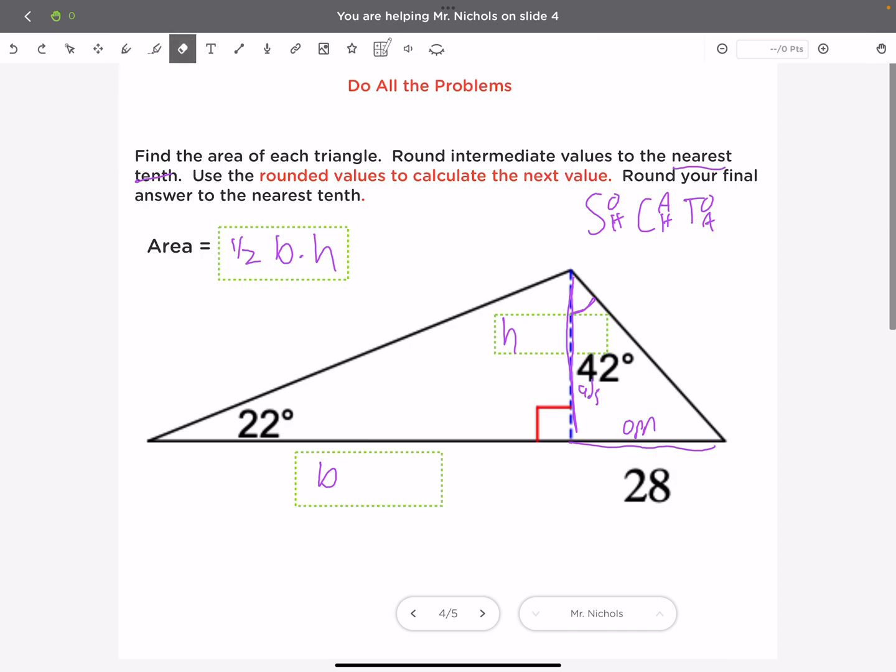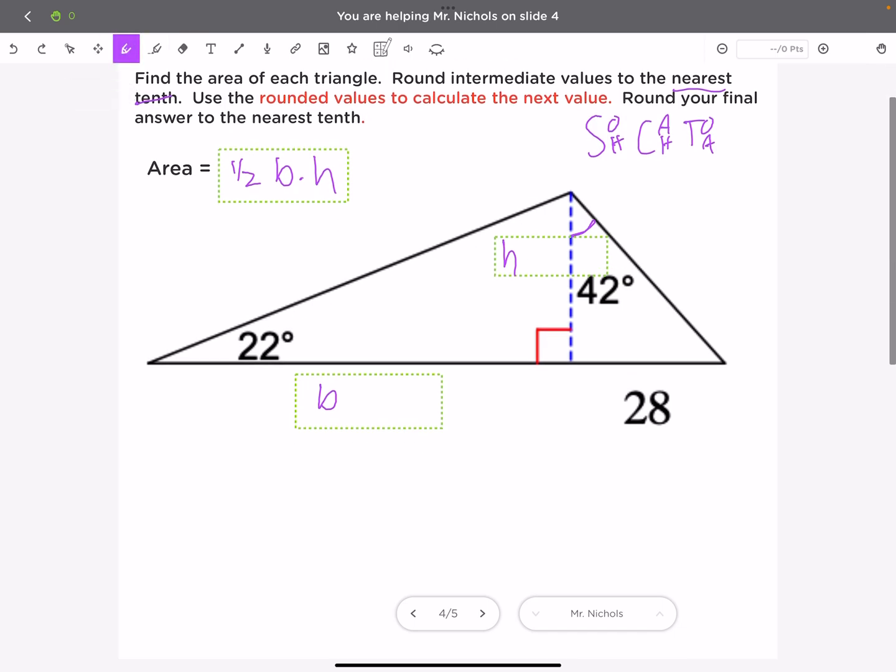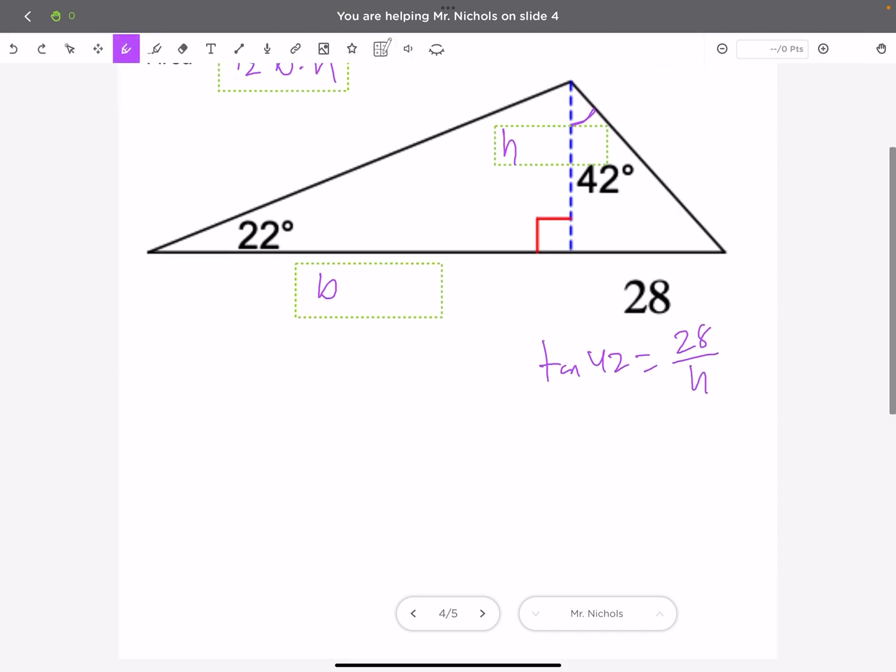Right? So we're going to use tangent. So what I would do is I would say tangent of 42 is equal to 28 over H. Now when we flip this around, remember extremes and means, what you can do is flip this H and tan 42. And so H over 1 is equal to 28 over tangent 42. All we did was we flopped places between the H and the tan 42.